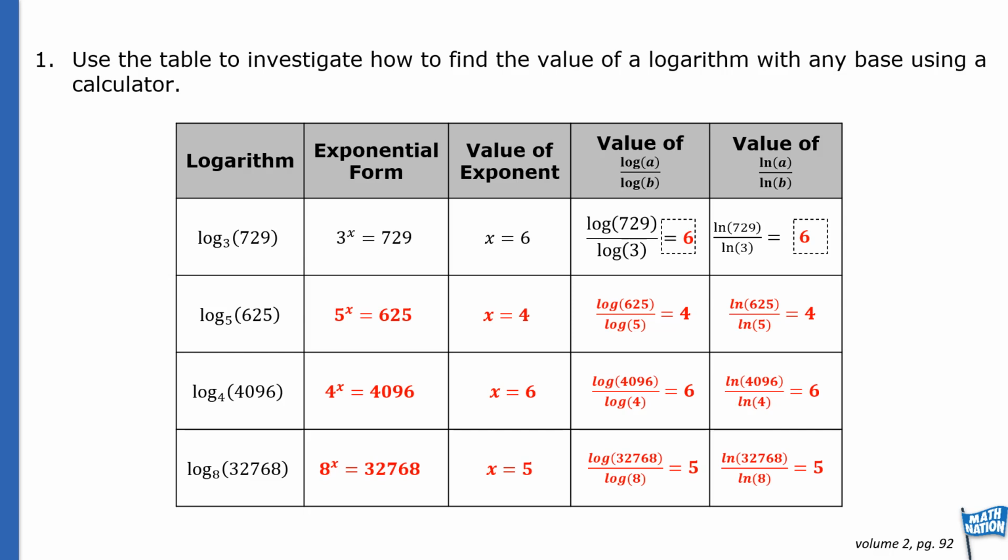Look at the next one, log base 4 of 4096. 4 to what power will give us 4096? You're taking 4096, hit log, division, 4, log, equal sign will give us 6. And the last one, log base 8 of 32,768. 8 to what power gives us 32,768? In this case, it will be equal to 5, using the same method.